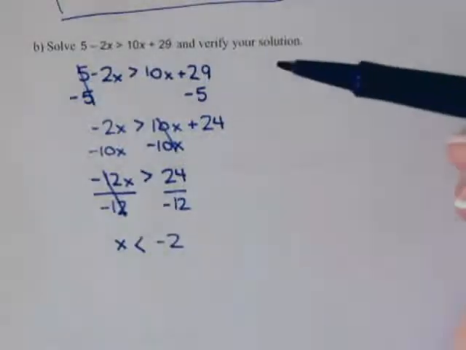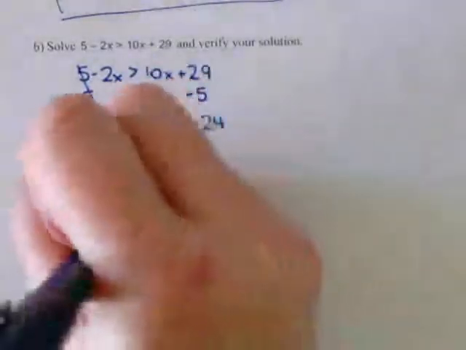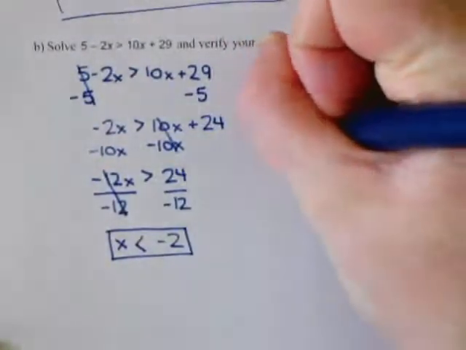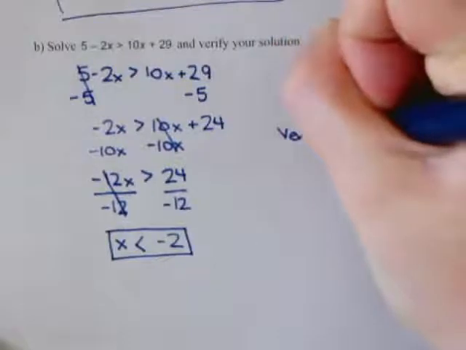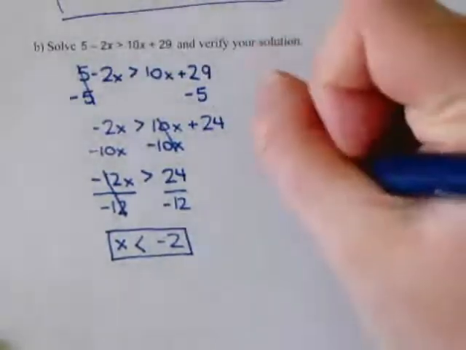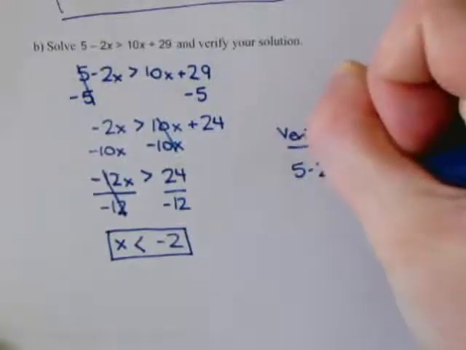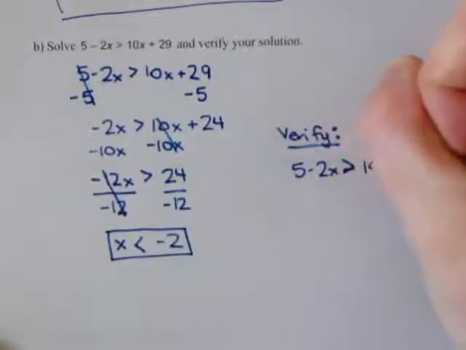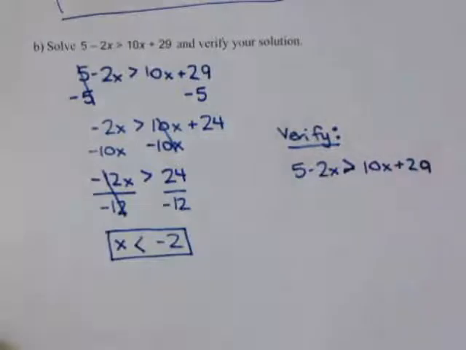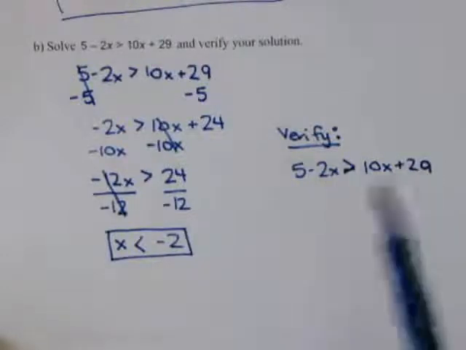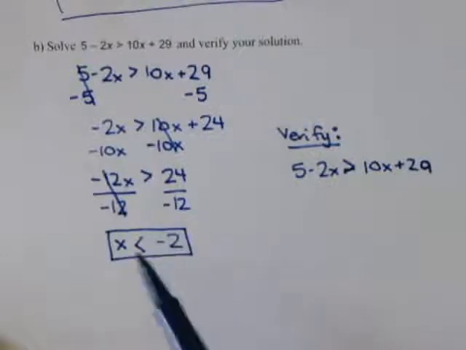So how do we verify that as a solution? First off, we square off our solution. Second of all, here's how we verify. Take your original inequality. 5 minus 2x is greater than 10x plus 29. Now, according to this solution right here, any value of x in this inequality must be less than negative 2 if this solution is correct.